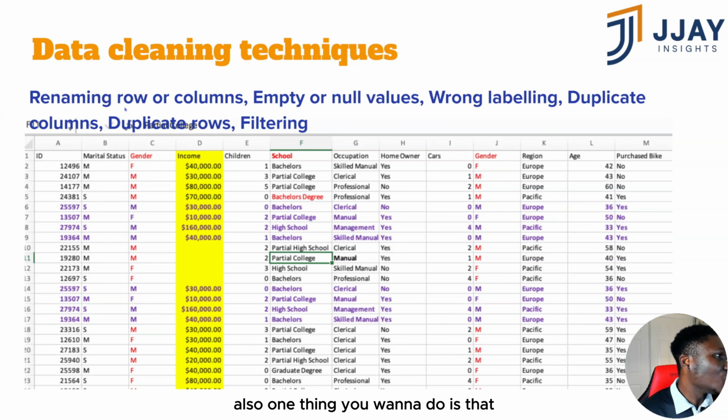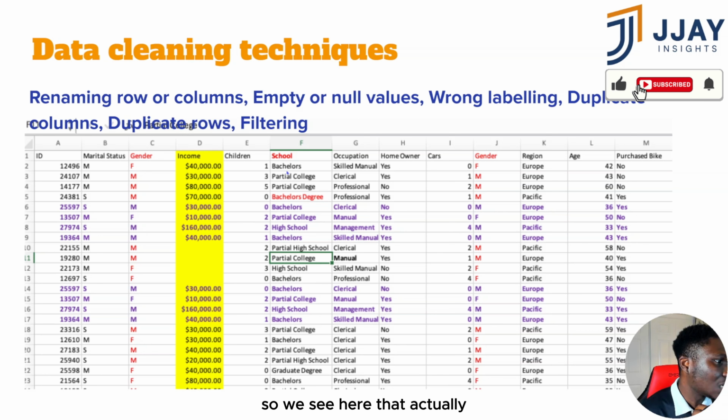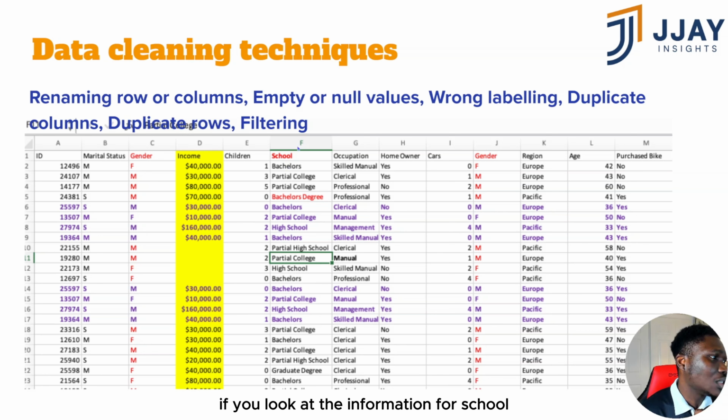Also, one thing you want to do is identify empty columns. Based off of this data, if you look at the information for school, we have bachelor's and we have bachelor's degree. So according to the data we would see bachelor's and bachelor's degree separately. So part of your cleaning is you want to maintain that consistency. If it's bachelor's, you keep it as bachelor's. If it's bachelor's degree, you make everything bachelor's degree. And you would also see there's partial high school, there's partial college.